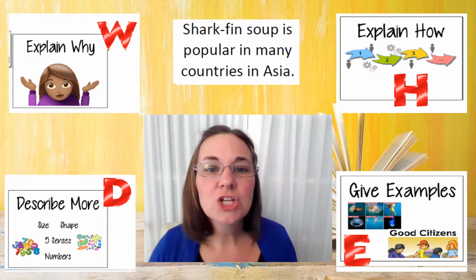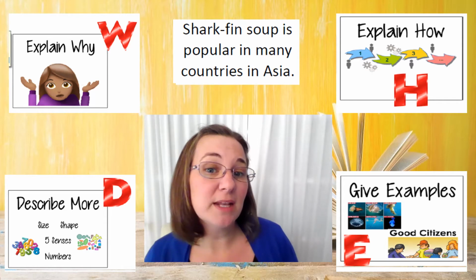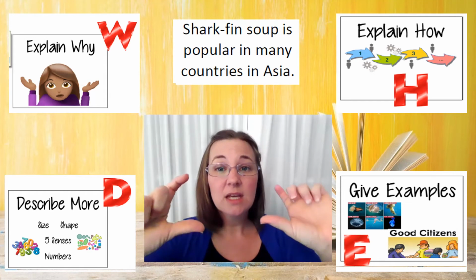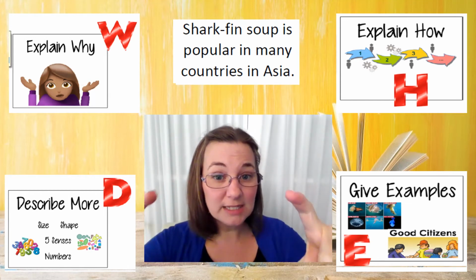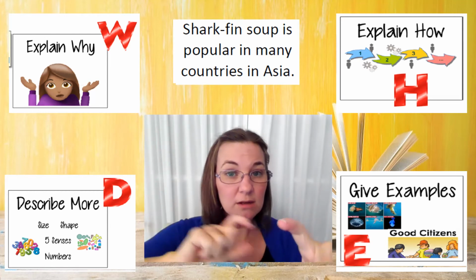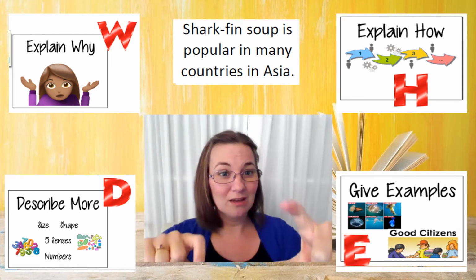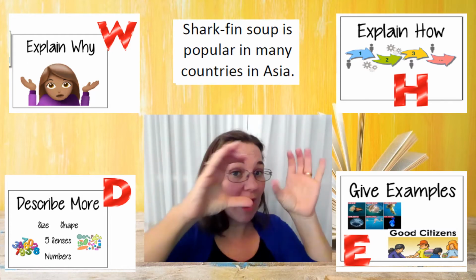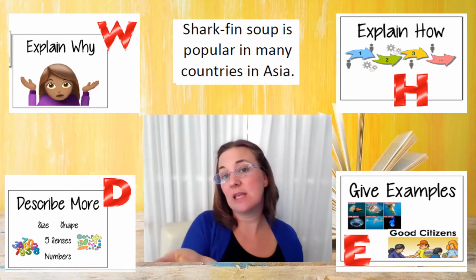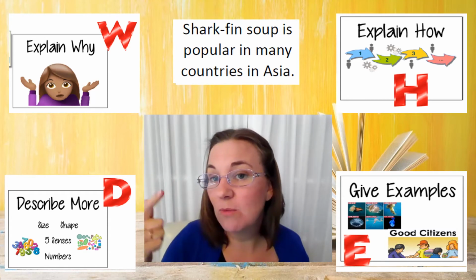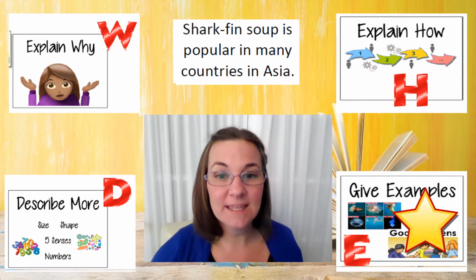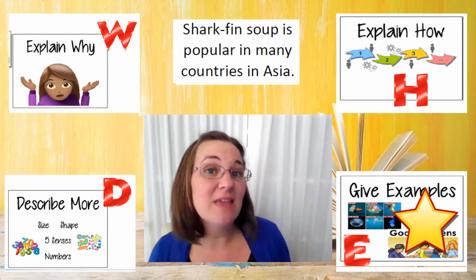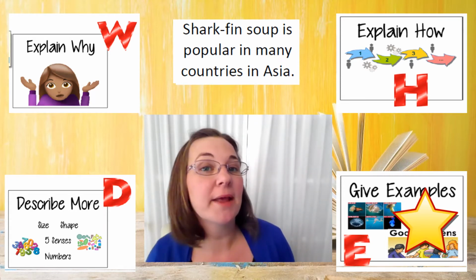Let's do one more. Shark fin soup is popular in many countries in Asia. So remember where this was in the book. It was in that bottom section where it said that people kill them to make products, and it showed us the different products that were down there. What were those products doing? Explaining why, explaining how, describing, so using describing words, or giving an example? Ready? Point to your screen. 1, 2, 3, point. Giving an example. Shark fin soup is an example of one way that sharks are in danger from being killed to make products.